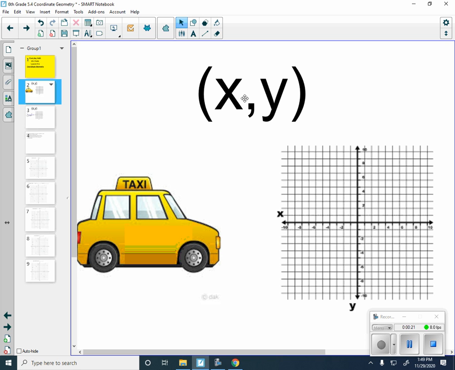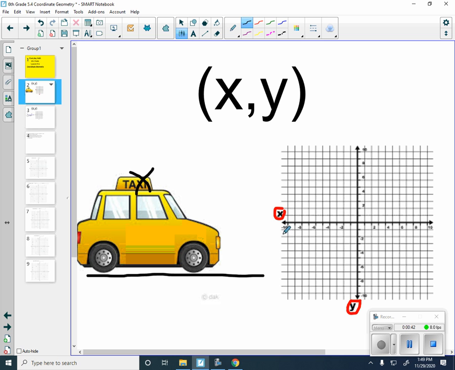But how do we know which one of these is the x? Because we're not always going to have this part labeled with the x and the y. So this is what I've done to remember it in the past. You do what helps you memorize it best as well. If we have a taxi, taxi has the letter X in it. Taxis drive on flat land.